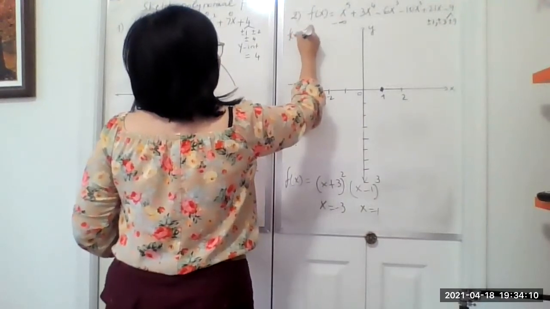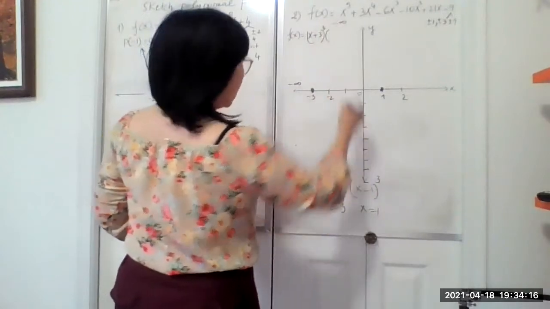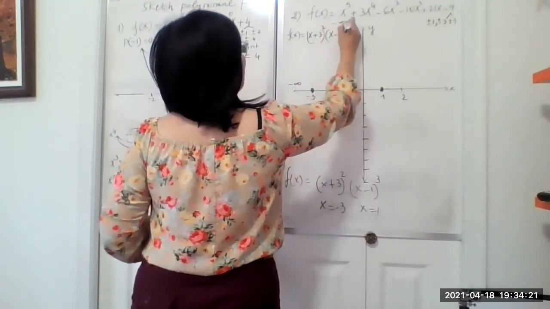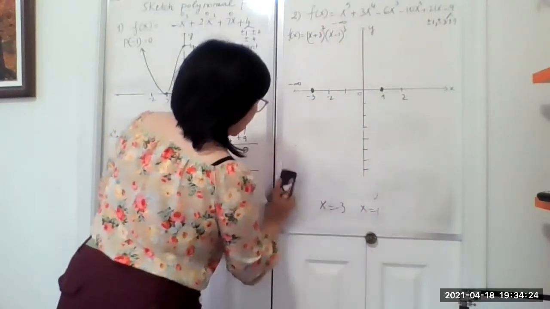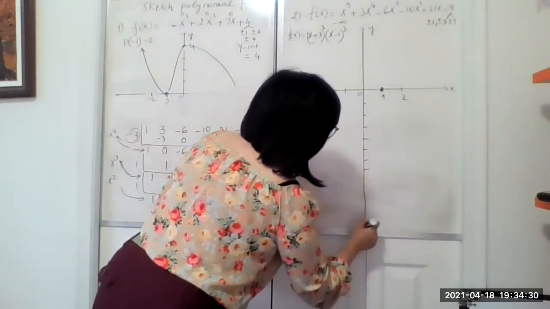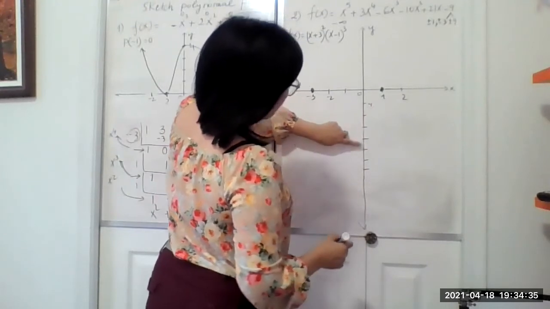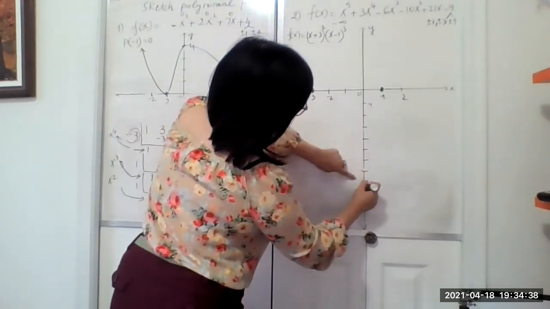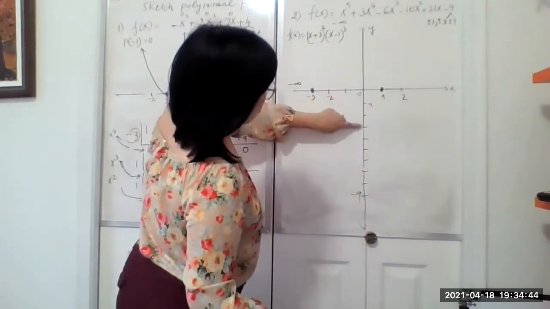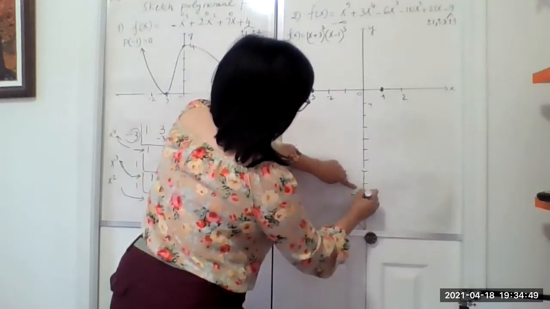So let's put here our f of x will be equal to x plus 3 to the power 3 times x minus 1 to the power 2. No, this is power 2 and this is power 3. Okay. So minus 1, minus 2, minus 3, minus 4, 5, 6, 7, 8, 9. So this is minus 9. Then 1, 2, 3, 4, 5, 6, 7, 8, 9. So our y-intercept is right here.